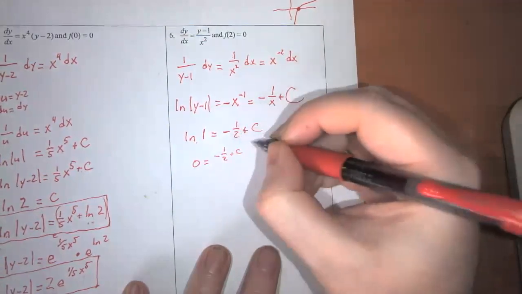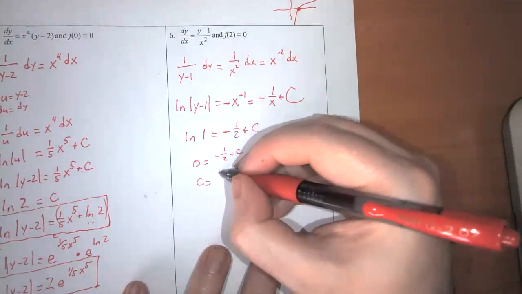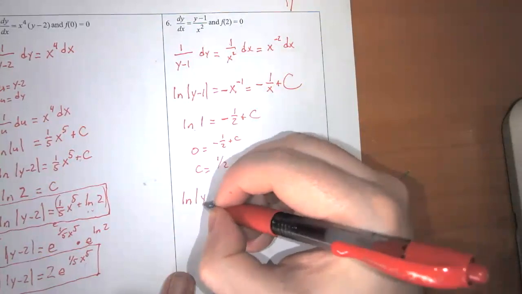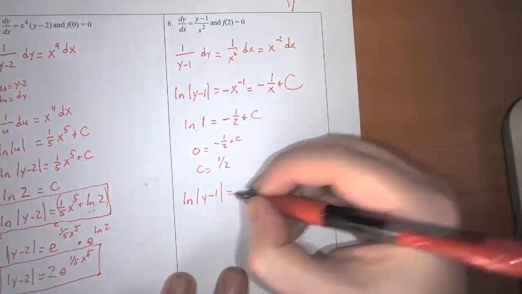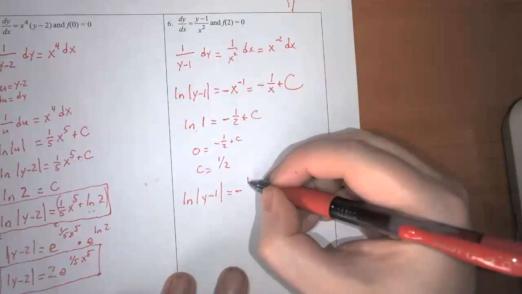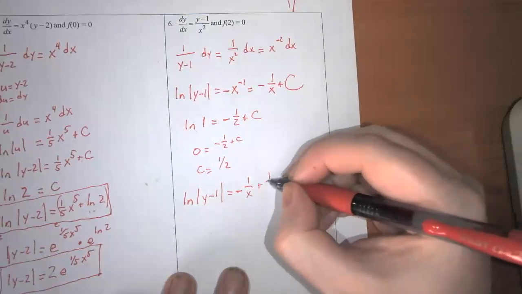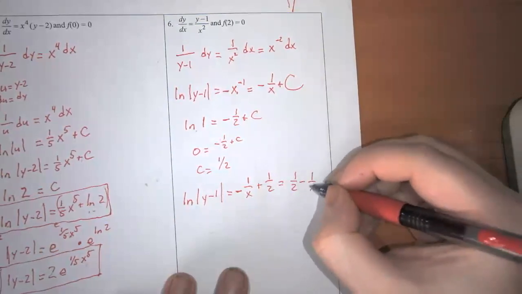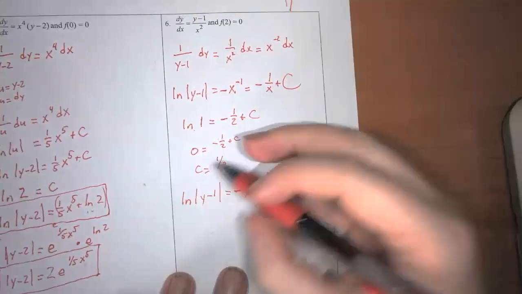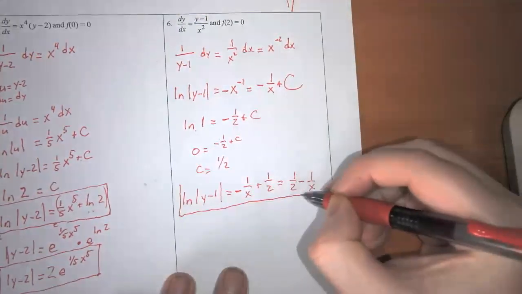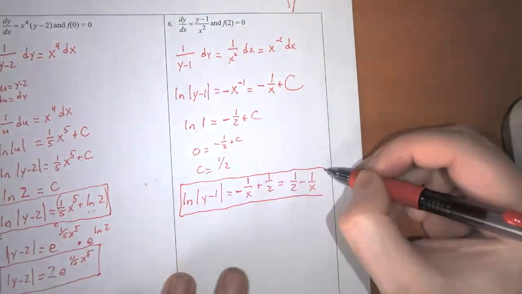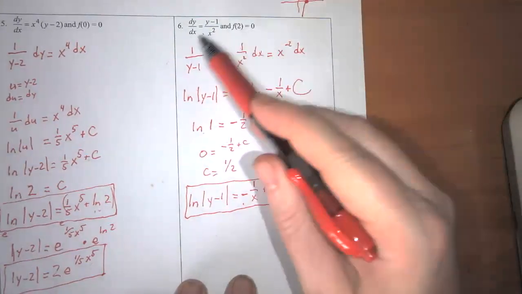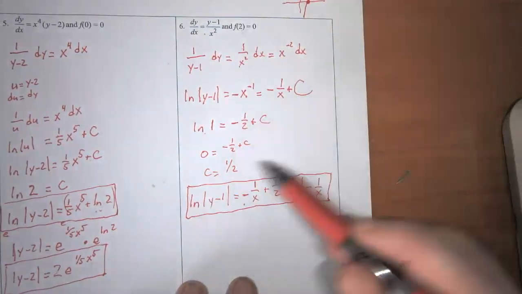So 0 equals negative 1/2 plus c. I just add 1/2 to both sides, and I get that c is equal to 1/2. So in this case, my function is going to be the natural logarithm of the absolute value of y minus 1 is equal to negative 1 over x plus 1/2. Or I could write that as 1/2 minus 1 over x, I suppose. Maybe that looks a little bit better. And once again, this is an expression in terms of x and y. I'm sorry, it's an equation, not an expression, because it's got an equal sign in it. And it satisfies both of these conditions. So really, I'm done with the problem right now.